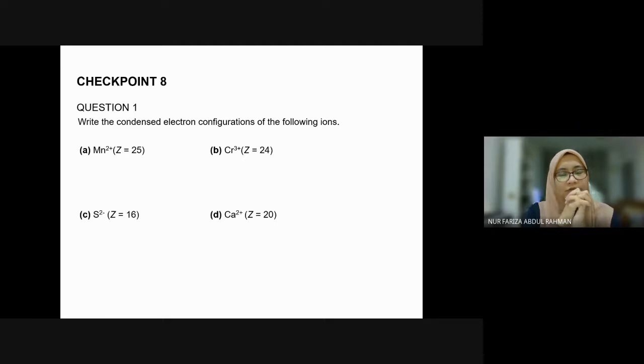Condensed electron configuration. Nak hujan. Gelap.